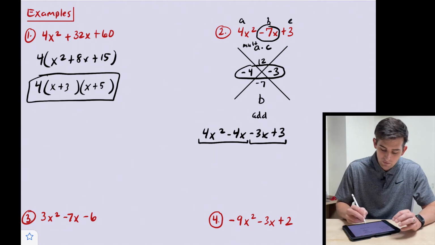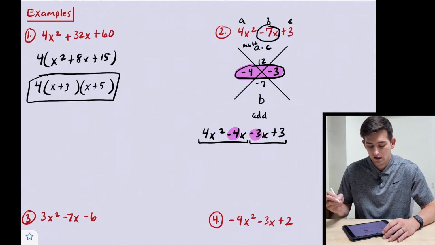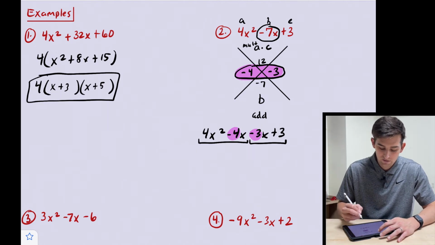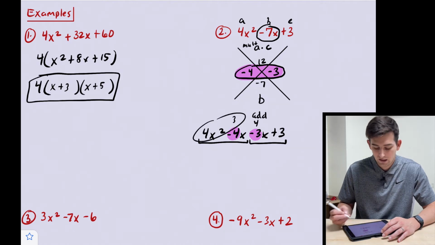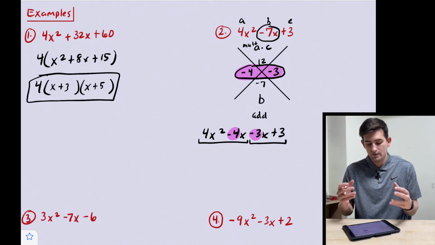Once we plug in these numbers, negative 4 and negative 3, make sure you're plugging them in so that you can factor out a common factor. It wouldn't have helped me to put 3 here and 4 there, because then 4 and 3 are not a common factor. So make sure you're thinking about that as you're plugging those in.